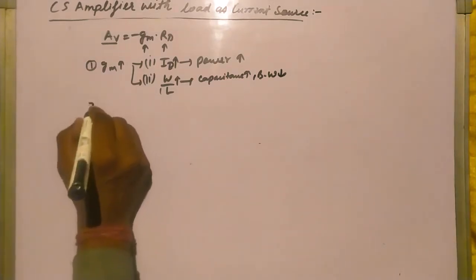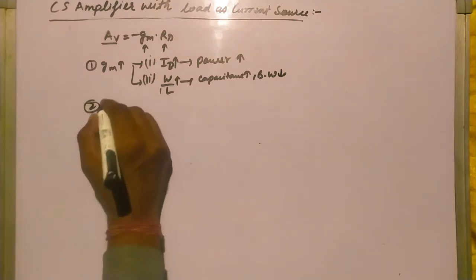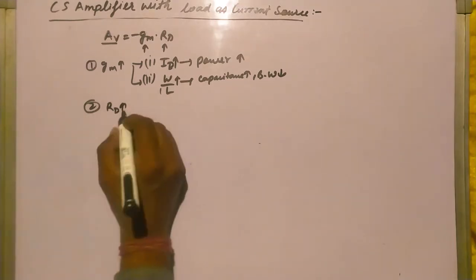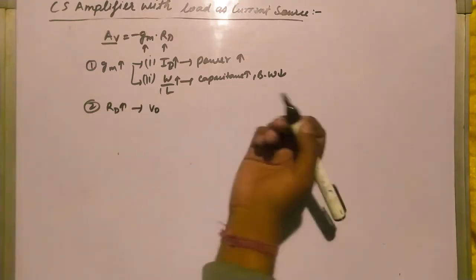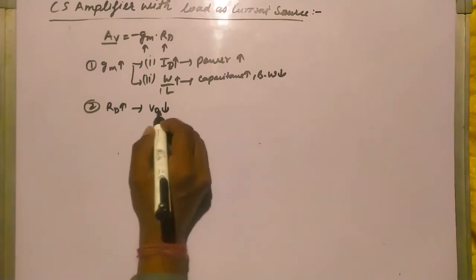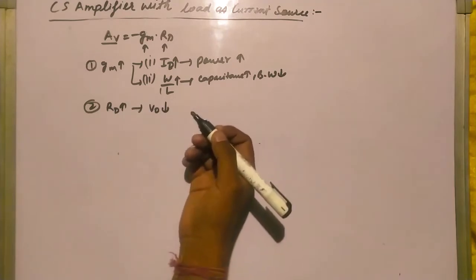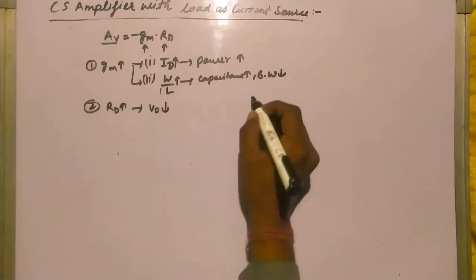And the second case, we can increase AV by increasing the RD. So if I am increasing RD, what will happen? V0 will reduce, because of which the transistor can go in triode region. So how is V0 reducing? Let's see its configuration.